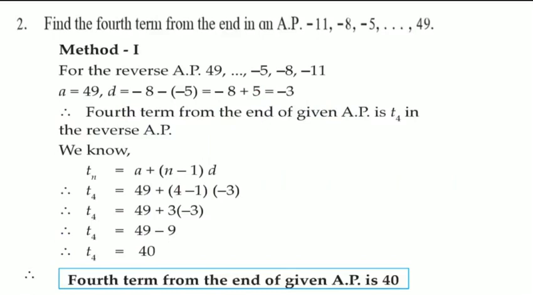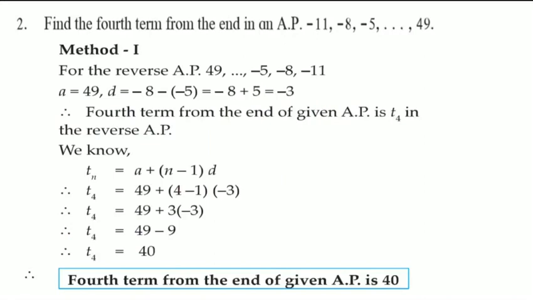Find the fourth term from the end. That means we have to find the fourth last term here. That is why let us write the AP in reverse order. So the reverse AP is 49, and so on, and the last terms we will write -5, -8 and -11. Okay. So here the first term A is equal to 49 and the difference is -8 minus of -5, that is -8 plus 5, is equal to -3.